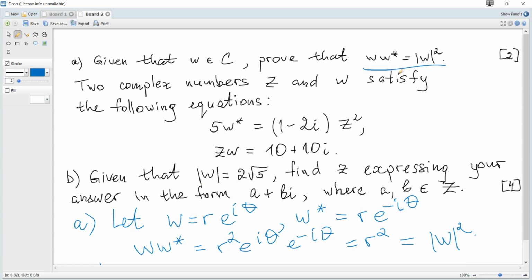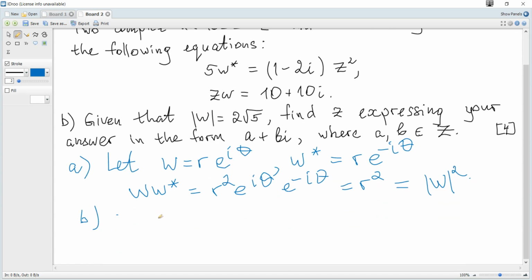and from the previous part we can see that this modulus can arise if such a product, w and w complex conjugate, arises. And since it's a system of two equations, we can do the same operations on both sides. So we can multiply both sides, the left hand side and the right hand side, to get w multiplied by w complex conjugate. So it becomes 5z, w multiplied by w complex conjugate, is 10 plus 10i multiplied by 1 minus 2i, z squared.